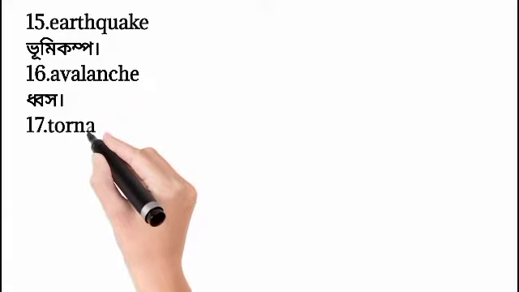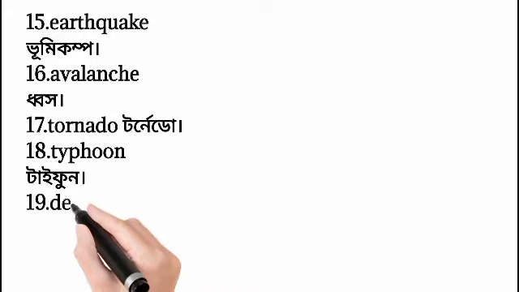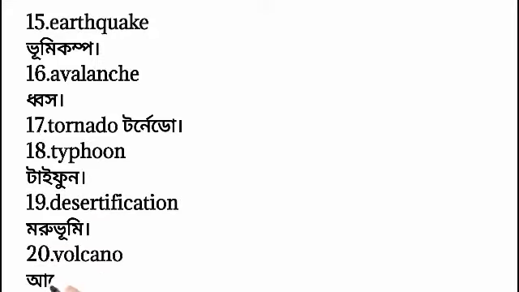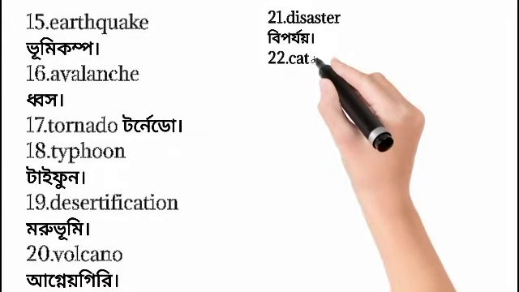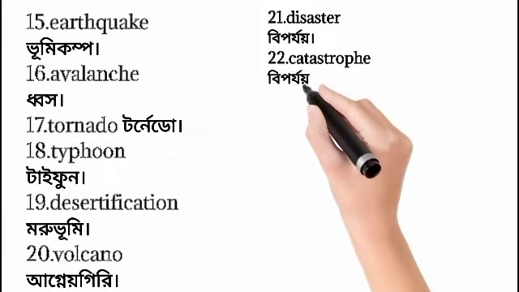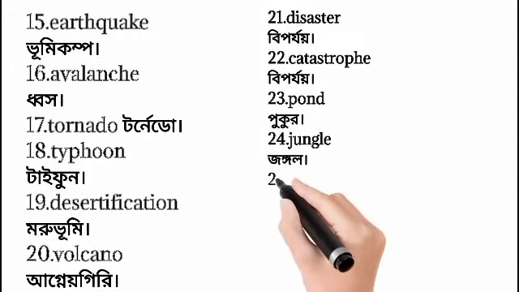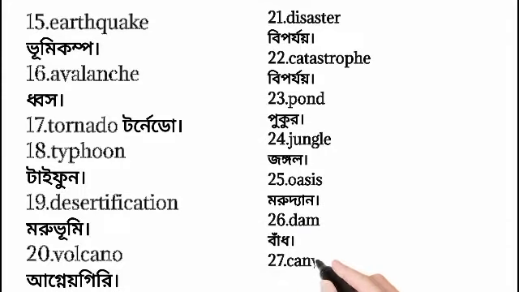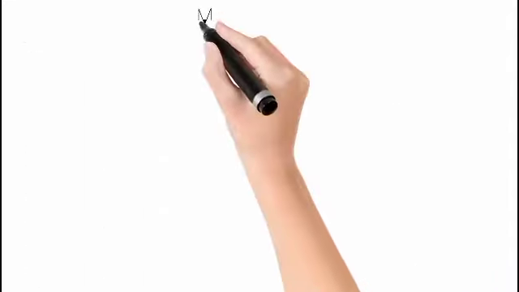Earthquake, avalanche, tornado, typhoon, desertification, volcano, disaster, catastrophe, pond, jungle, oasis, dam, canyon. Both of these groups of words are repeated again and again in the listening.